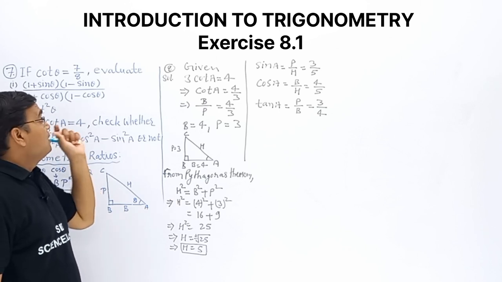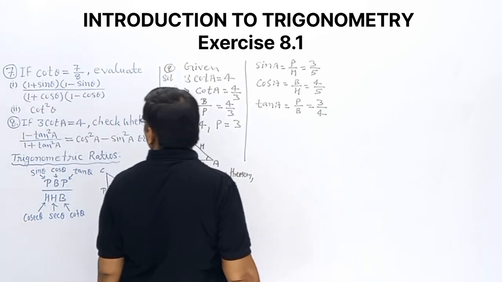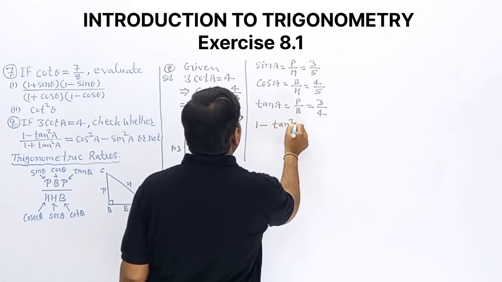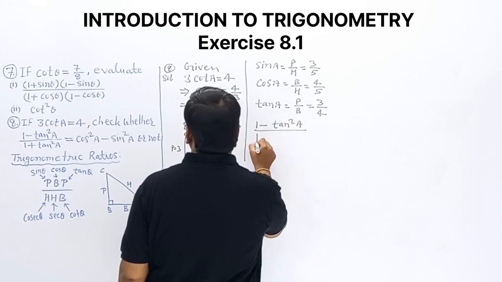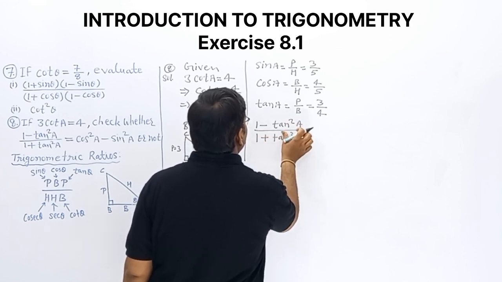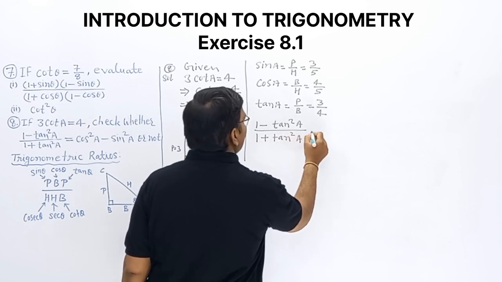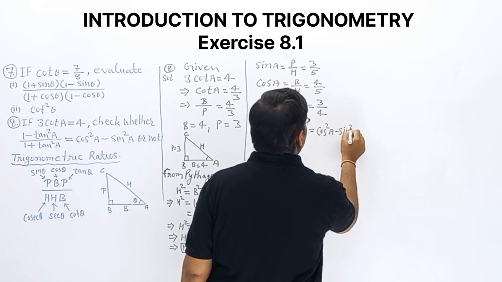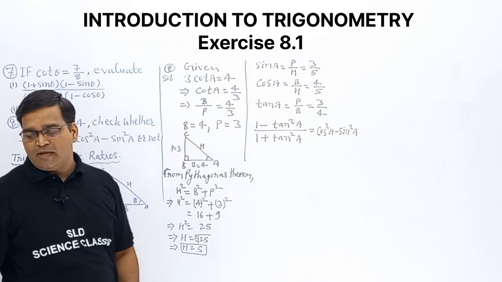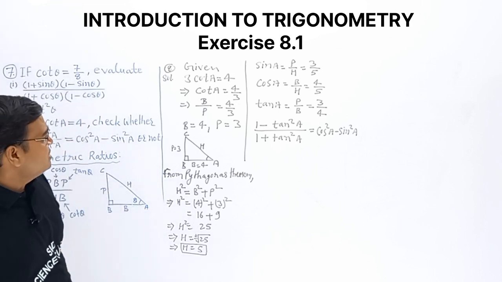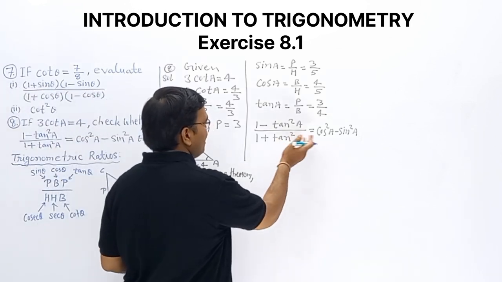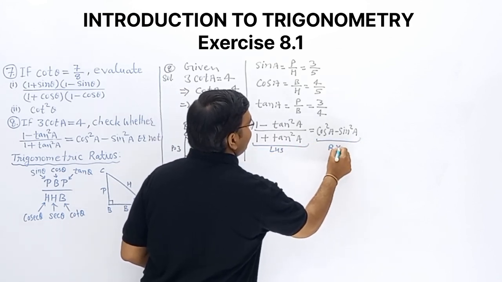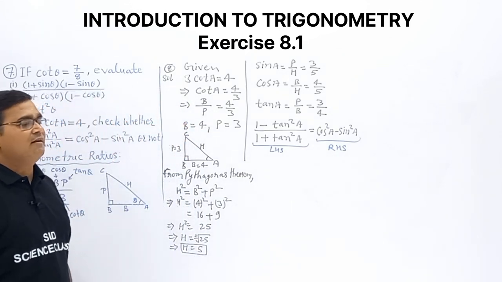Clear? Now in this question I am writing what we want to check: 1 minus tangent square A upon 1 plus tangent square A will be cos square A minus sin square A. We want to check. This one has 2 sides: this is the left hand side and this one is the right hand side. Clear? Left hand side and right hand side.